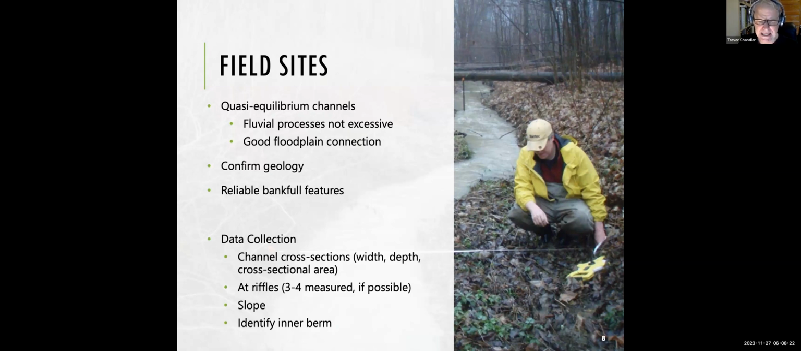So we collected fairly simple data, actually, just cross sections. We measured the bankfull width and the bankfull mean depth, cross-sectional areas. We tried to do as many riffles as we could because one riffle might not be representative. So we wanted to get as many as we could. And then later we would combine them and have an average dimension for this particular site. And we measured the slope.